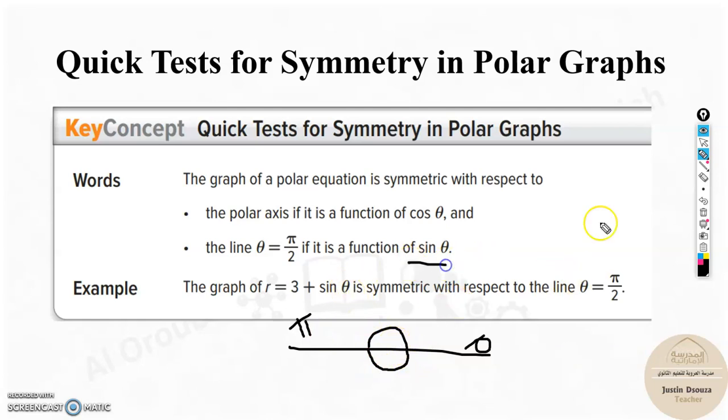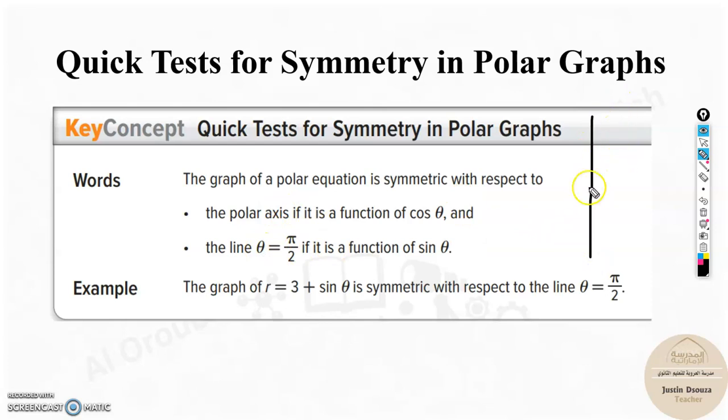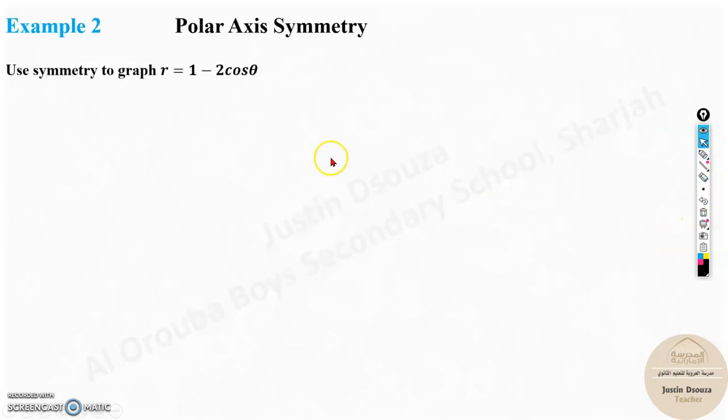Now coming to the sine function, it is symmetrical with respect to theta equals pi by 2. That means it's the vertical line. If you have a shape like this, then the left side will be the same thing. This is not exactly equal, but in reality it'll be symmetrical. I hope you understand the concept. Now we will see some problems. Over here they have written, r equals 3 plus sine theta is symmetrical with respect to the line pi by 2. So whatever is over here will be over here.